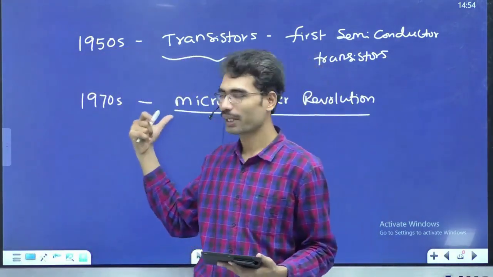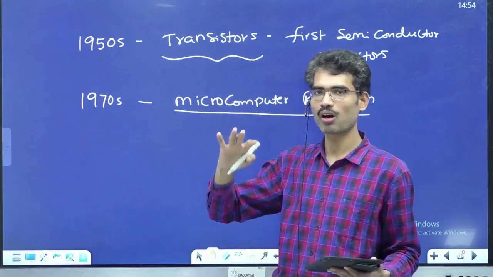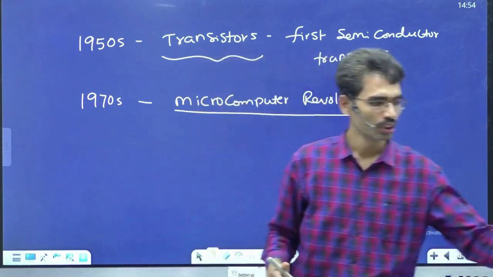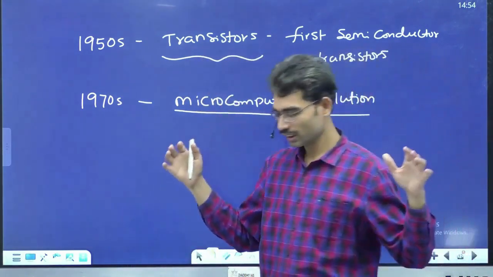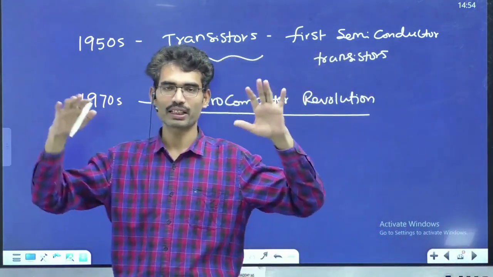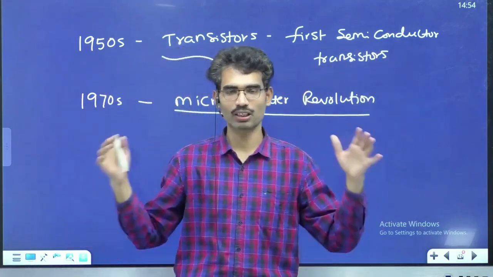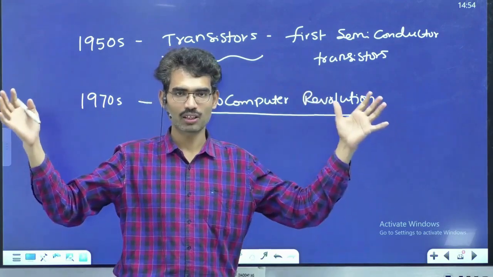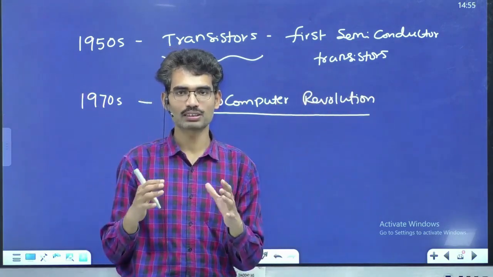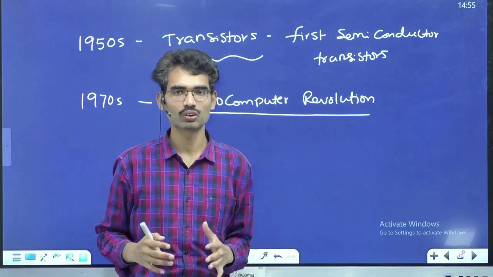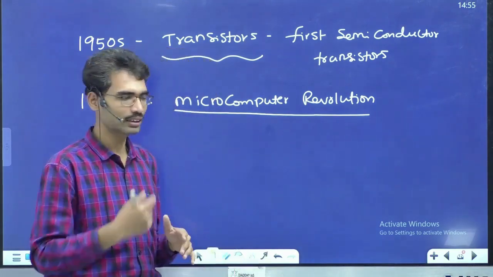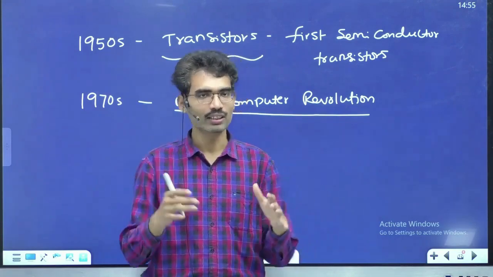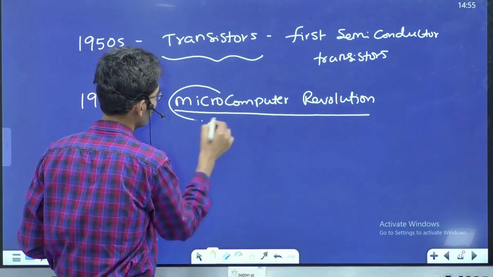In this, micro means very small computers. Earlier computers were very huge. You can see entire rooms, entire halls, very big spaces were occupied by computers. But that amount of space came down to a very small space so that every human being can use computers. Now you can see the computer size, like a desktop. That's why we call it microcomputer.